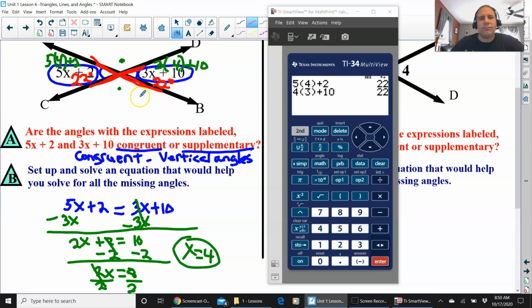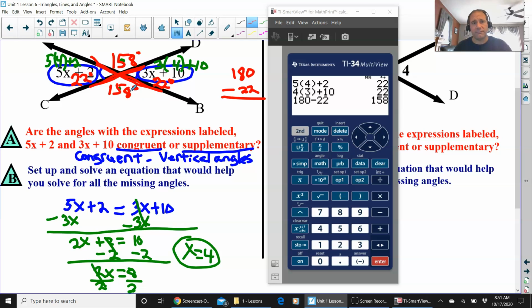So let's do it. 180 minus 22. It's a straight line. That's why we're doing that. 180 minus 22. 158. This is 158. If this is 158 degrees, what's this? The angle that is directly vertical to 158 degrees? Yep, 158 degrees. And that's it.